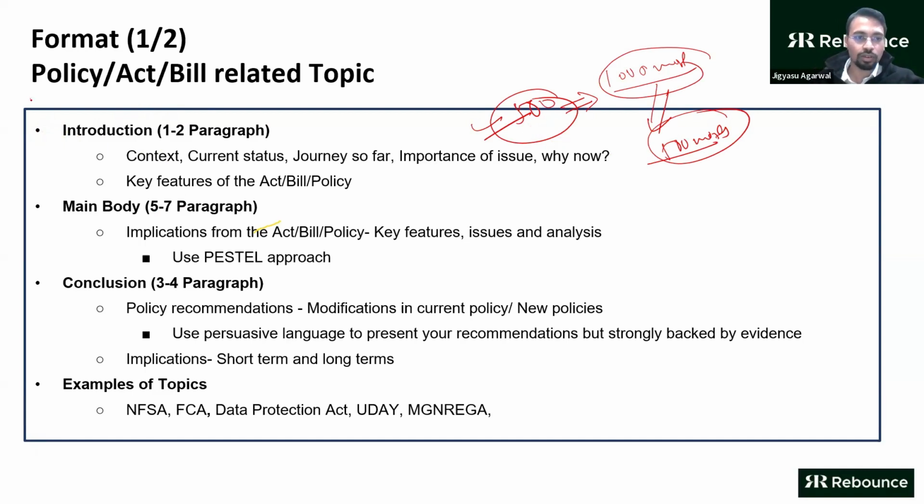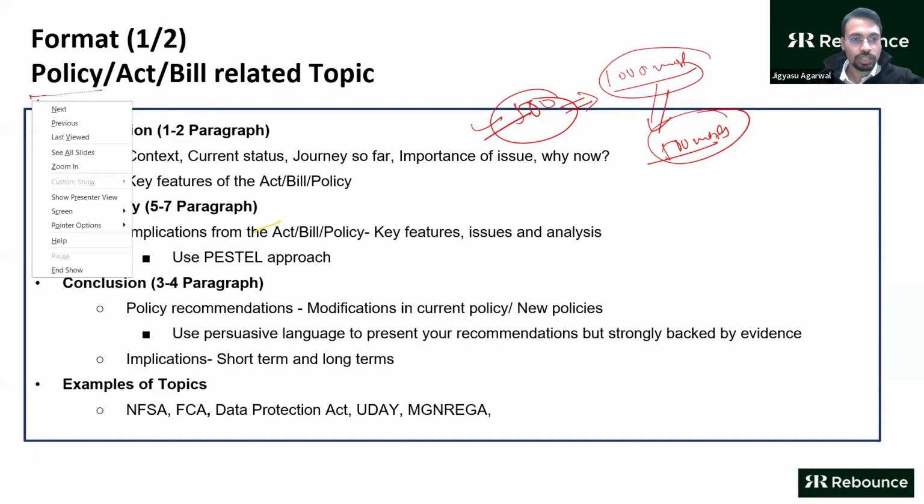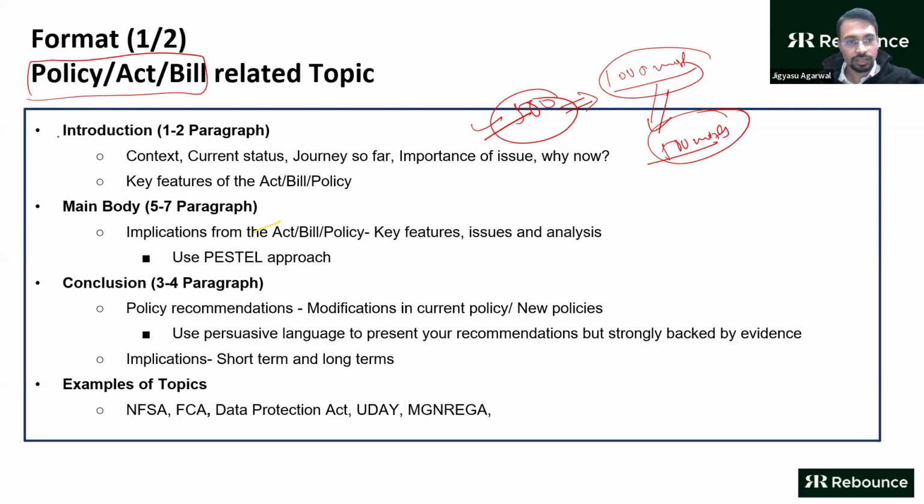Number one is, let's say, the format when you are choosing a policy, act, or a bill. The other is, let's say, when you are choosing an issue related topic. In this kind of topic, policy, act, or bill, number one is the introduction. So you can have 1 to 2 paragraphs in it. Then there will be a main body, which is the meat of this overall essay, where we will spend around 5 to 7 paragraphs. And finally, there will be a conclusion, where we will spend around 3 to 4 paragraphs.